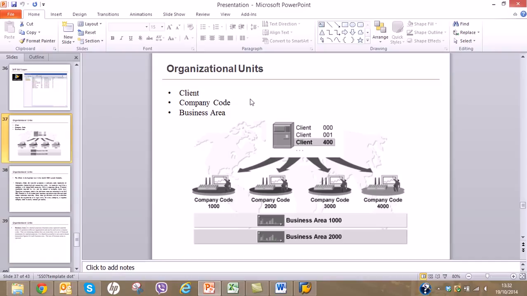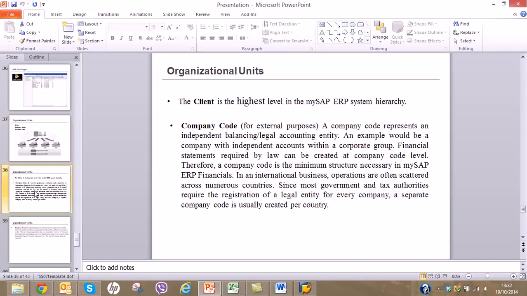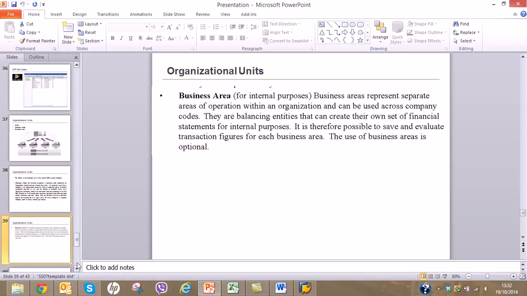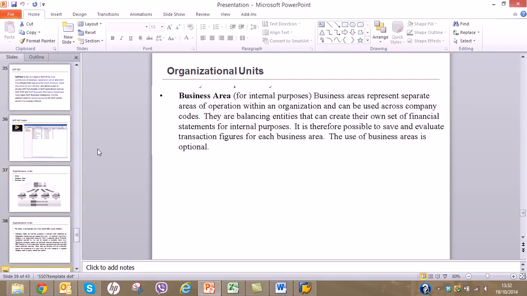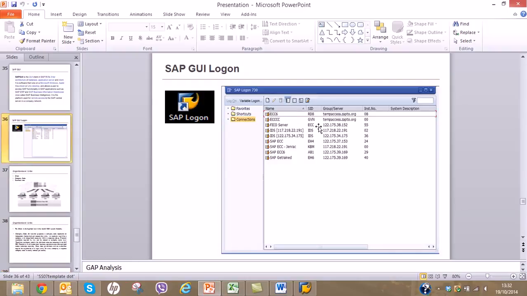These are the organizational units which we will speak about later on, because this is all related to the system. So till this point, our presentation has ended, and the further slides are about the system.